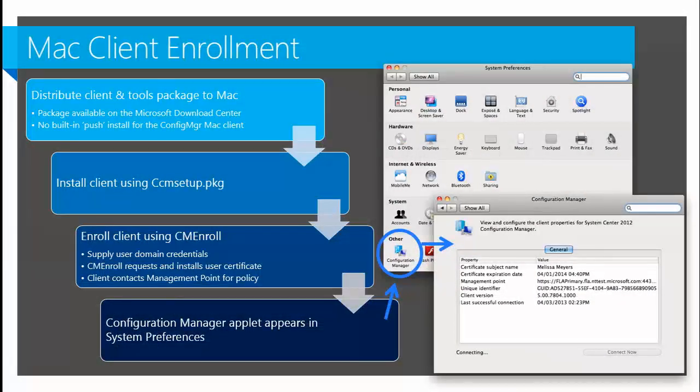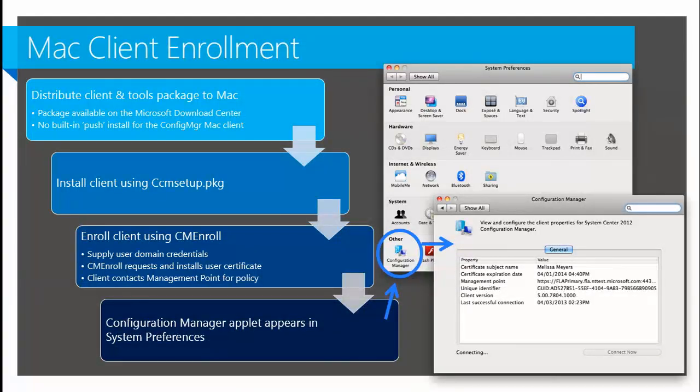So a little more about Mac client enrollment. As I said, you're going to download the client utility and install it onto your Mac. That is available right now from the Microsoft Download Center. You can download it and then make it available on a server share in your network. And as with Unix and Linux, we don't currently have any push installation capabilities on Mac.